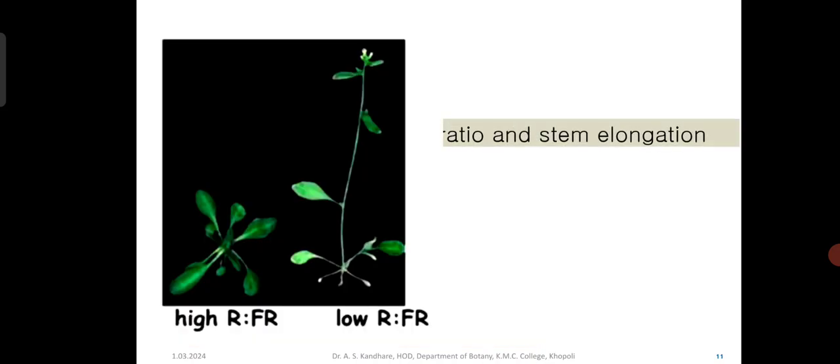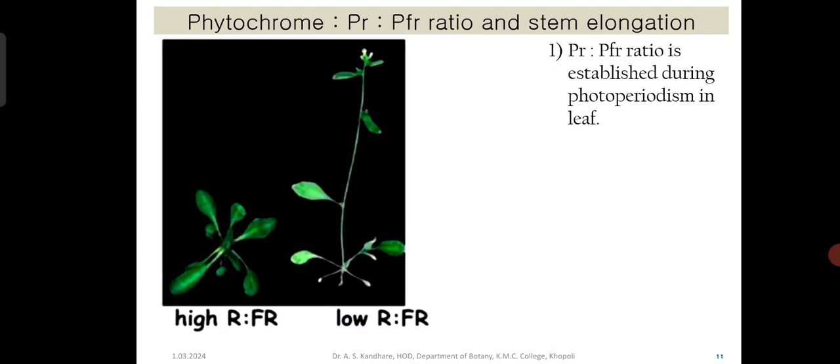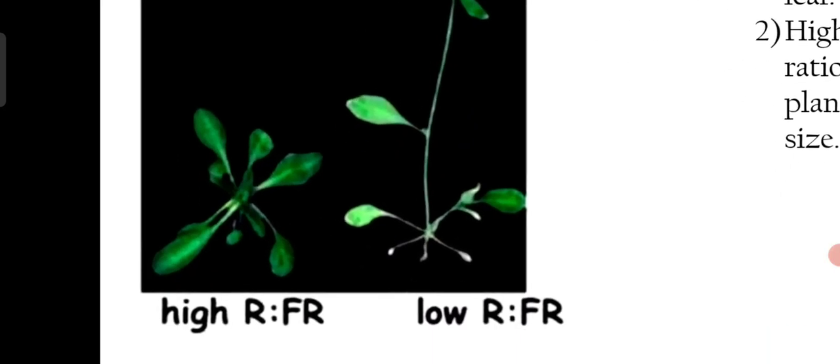Again another thing is here, phytochrome PR to PFR ratio and stem elongation. So here you can see stem elongation के ऊपर इसका क्या परिणाम हो रहा है. PR to PFR ratio is established during photoperiodism in leaf. High R to far red ratio, isn't it? Means a high red to far red ratio stunts the plant and enhances leaf size. So here you can see high R to FR ratio.